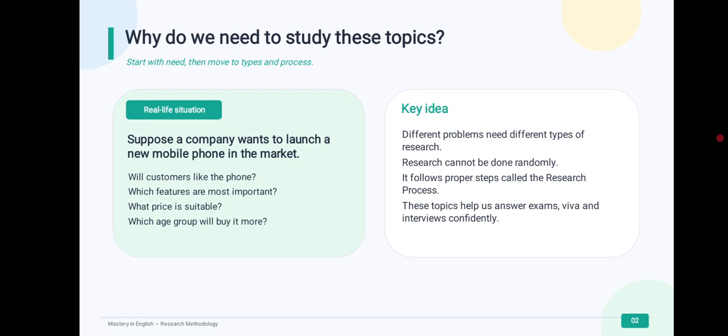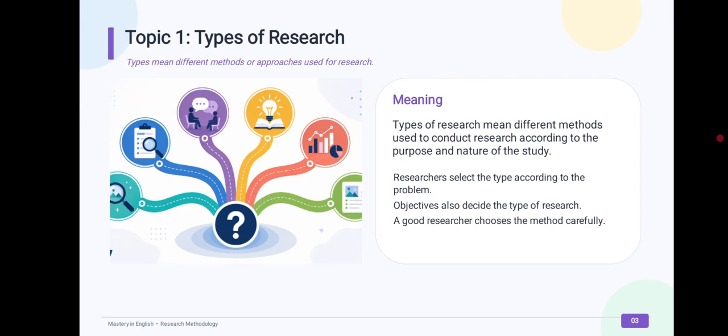Now, students, another important thing is that different situations require different methods of research, and research cannot be done randomly. It follows proper systematic steps called the research process. I'm going to repeat again: research cannot be done randomly. It follows proper systematic steps called the research process. So types of research and research process help the researchers to conduct the research properly and effectively.